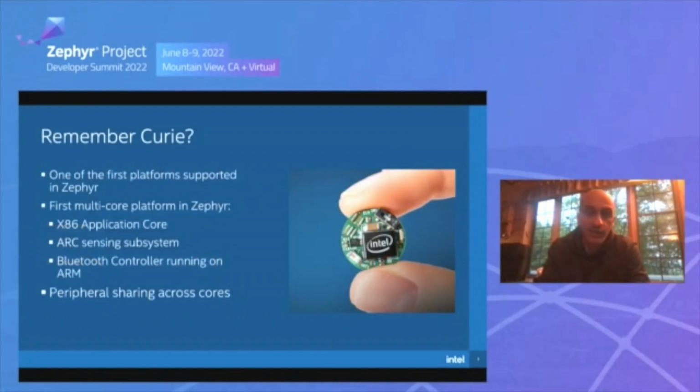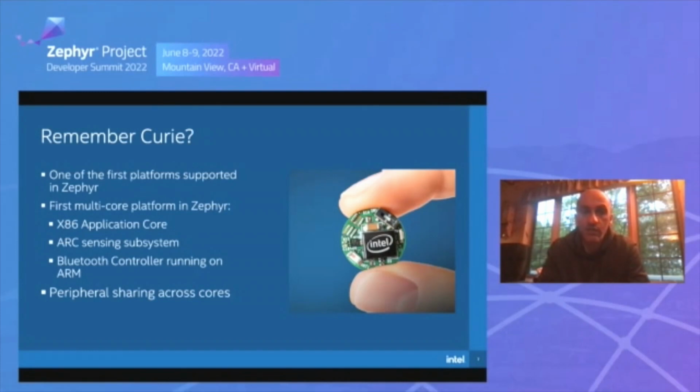Zephyr actually was launched 7 years ago with an Intel platform that had a limited complexity, but was complex enough to require us to think about how this should be done in the most consistent or most efficient way possible. So Curie, for example, besides being one of the first platforms supported in Zephyr, was a multi-core platform. It has 3 cores.